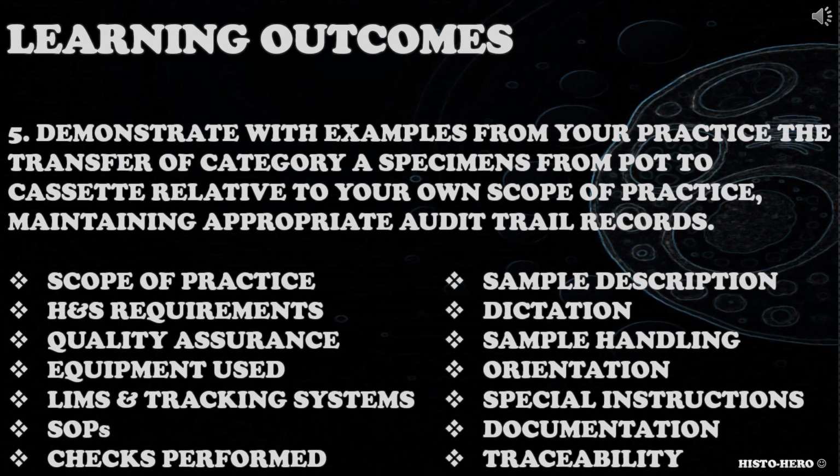The fifth learning outcome is for the candidate to demonstrate with examples from your practice the transfer of Category A specimens from pot to cassette relative to your own scope of practice, maintaining appropriate audit trail records. How do you perform transfer of Category A specimens in your laboratory? How is the audit trail maintained during the transfer? What actions are recorded during the transfer? Where is the information recorded?